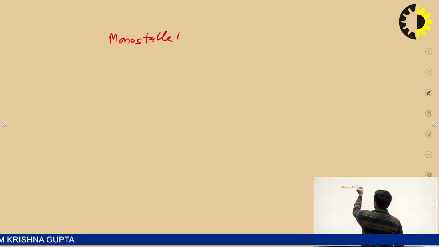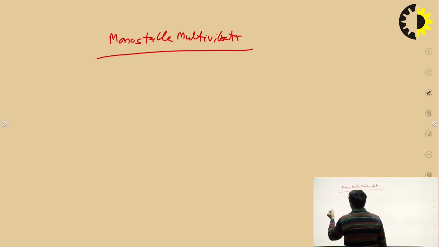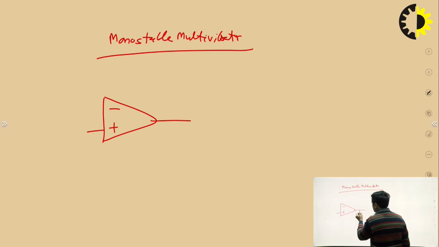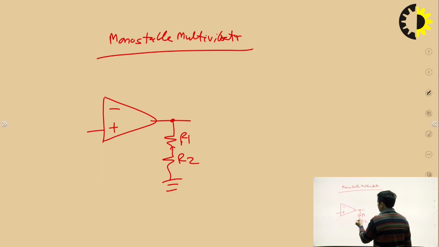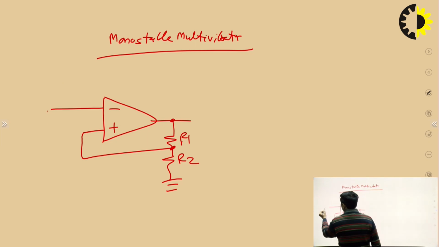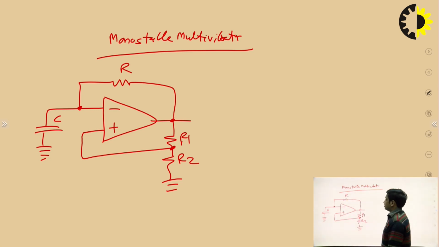Monostable multivibrator. In the monostable multivibrator, let me draw the astable multivibrator circuit again. From there, we will see how to make the monostable multivibrator circuit. Again, we are providing the positive feedback with the help of potential divider R1 and R2. The junction point of R1 and R2 is connected to the non-inverting terminal, and at the inverting terminal there is a capacitor C connected, and to provide the discharging path we have connected this resistor R. So this circuit is an astable multivibrator.